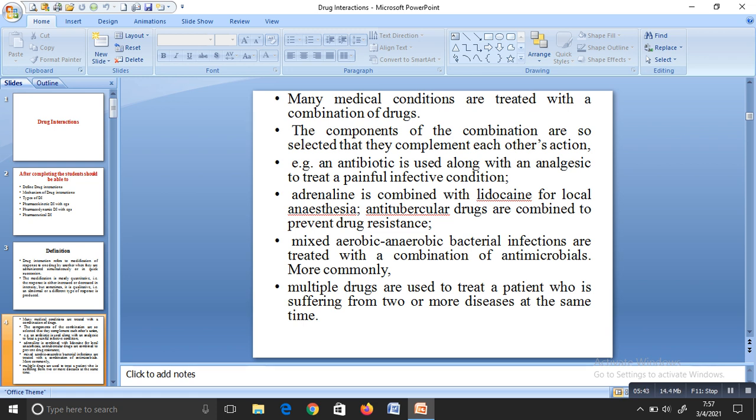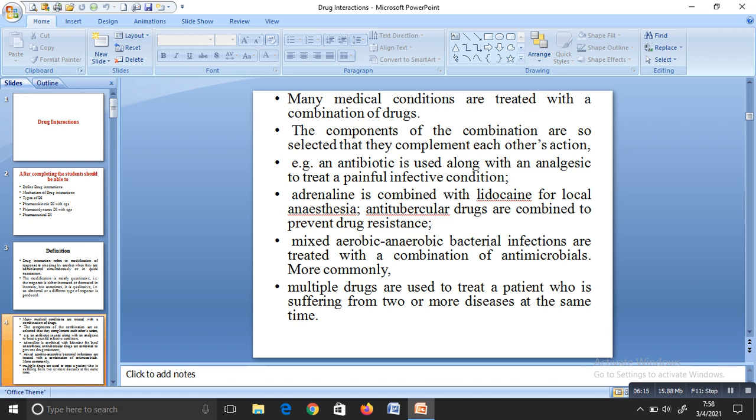That's the purpose of treating TB with a combination of drugs, to prevent the development of bacterial resistance. Similarly, if a person is having mixed aerobic and anaerobic bacterial infections, we are giving a combination of antimicrobials. Similarly, if you see the prescriptions, like your grandparents' prescription, they'll be having so many diseases like hypertension, diabetes, cholesterol, everything will be there.